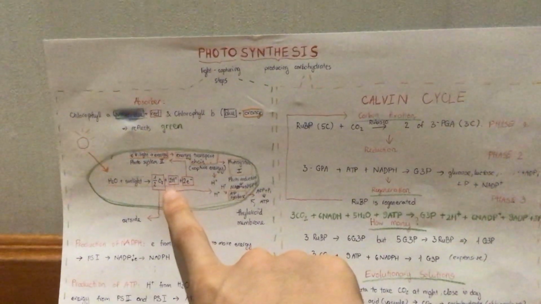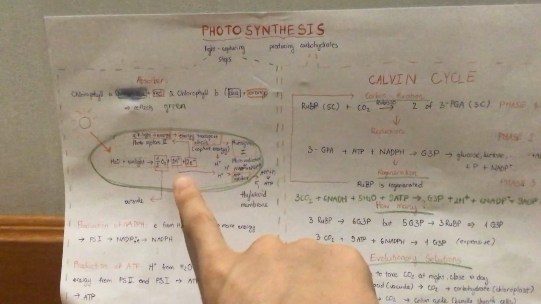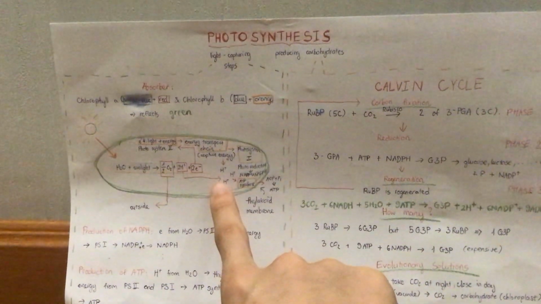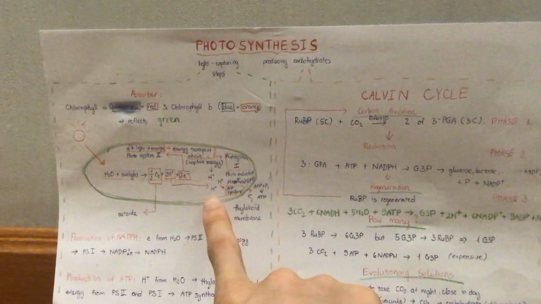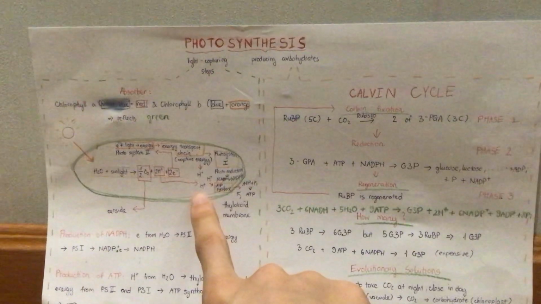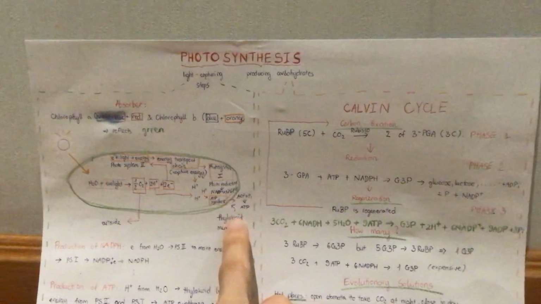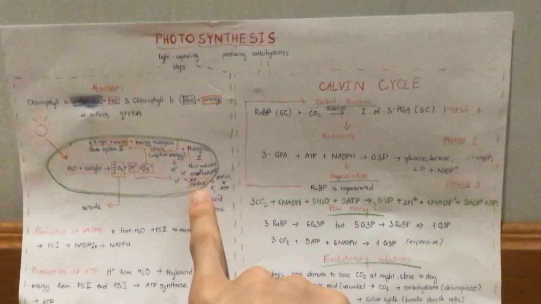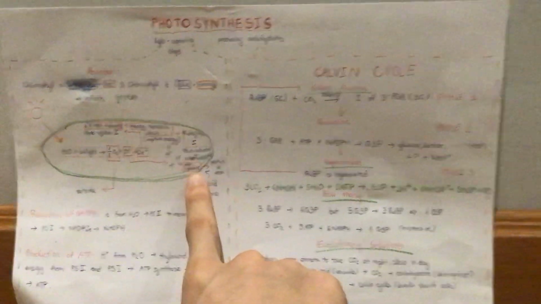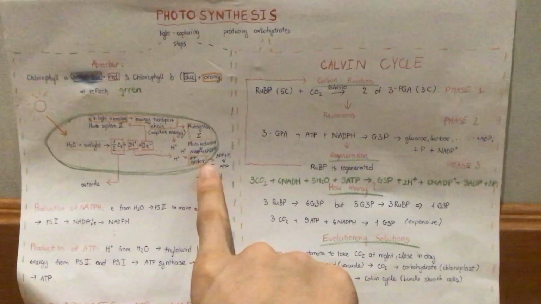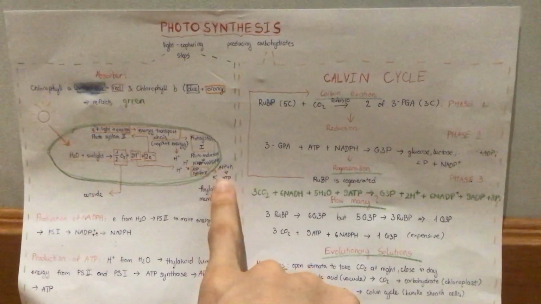And about the hydrogen ions here, they go through a process the same as in cellular respiration. They want to go out of this thylakoid membrane, and the only way is through a protein called ATP synthase. So when they go through this, they will make ATP.